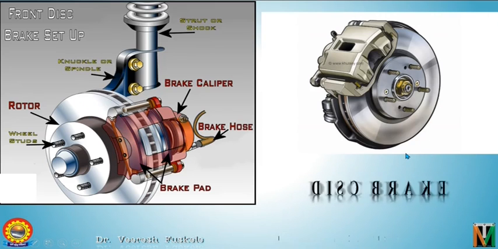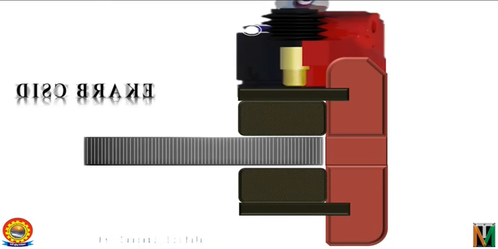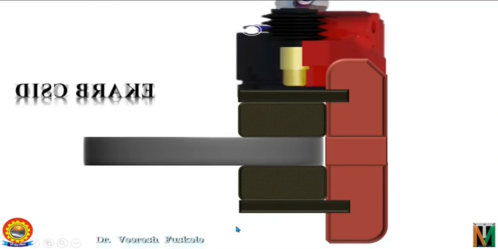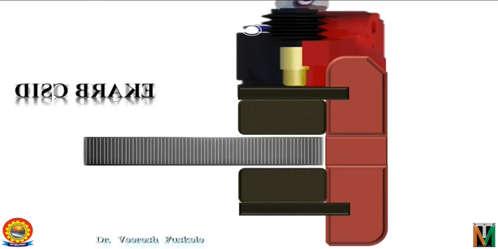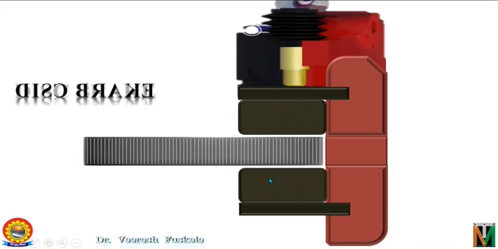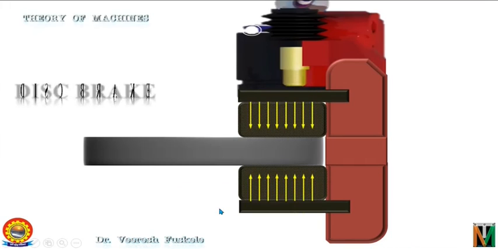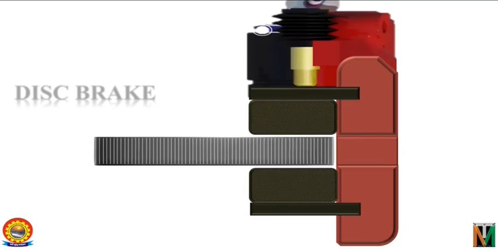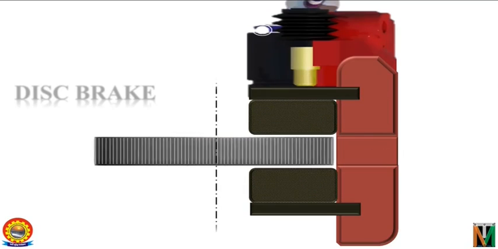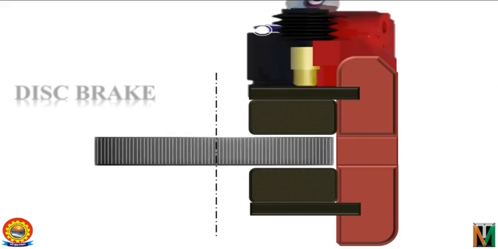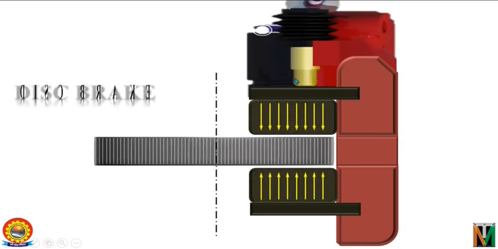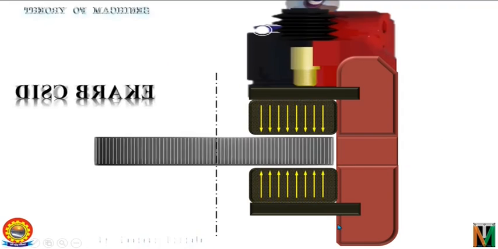So let's see how the disc brake works. This is a typical example of the disc brake, how it works. Let's see it once again. The wheel is rotating and the force is applied like this. So the applied force you can see here is in the axial direction. Once again, this is the axis of rotation and these are the applied forces. So the applied force is in the axial direction. That's why the disc brake is classified as an axial brake.